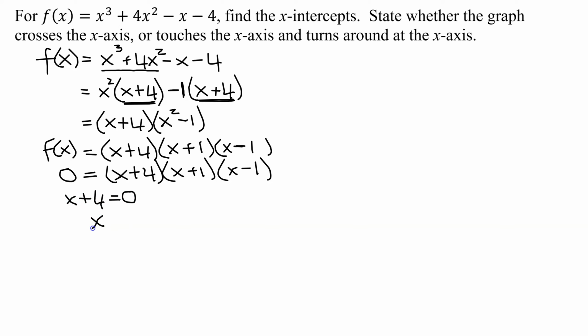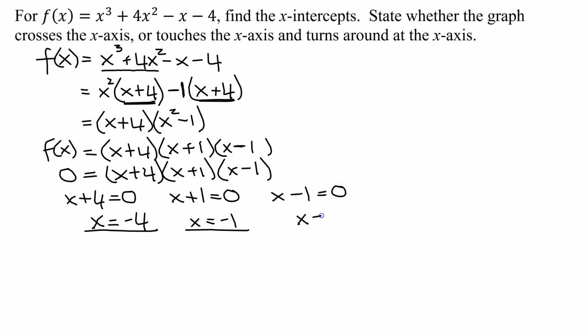Subtract 4 from both sides, you get x equals negative 4. X plus 1 equals 0. Subtract 1 from both sides, x equals negative 1. And x minus 1 equals 0. Add 1 to both sides, x equals positive 1.